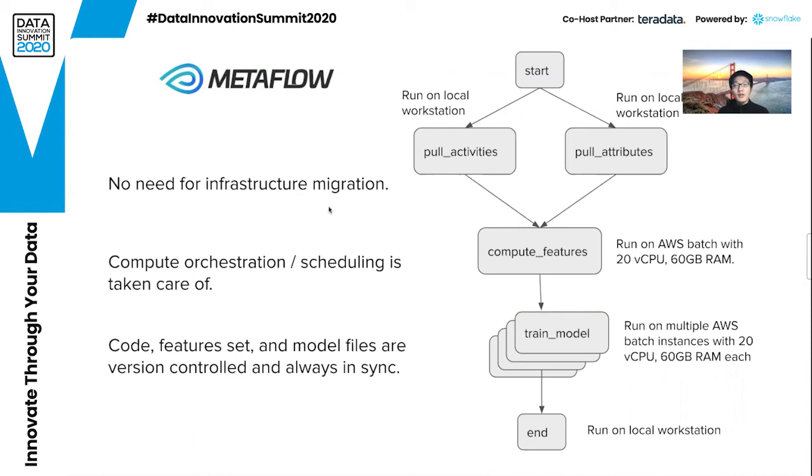Using Metaflow, there is no need for infrastructure migration in the beginning when the feature set grows too big. We can simply use the batch decorator to specify where to run the task. The dataset is also stored directly on AWS S3. Metaflow also takes care of compute orchestration and scheduling of the DAG. And very importantly, our code, feature sets, and model files are all version controlled and always in sync. So it's always clear which version of the features and model script actually produced a model file.